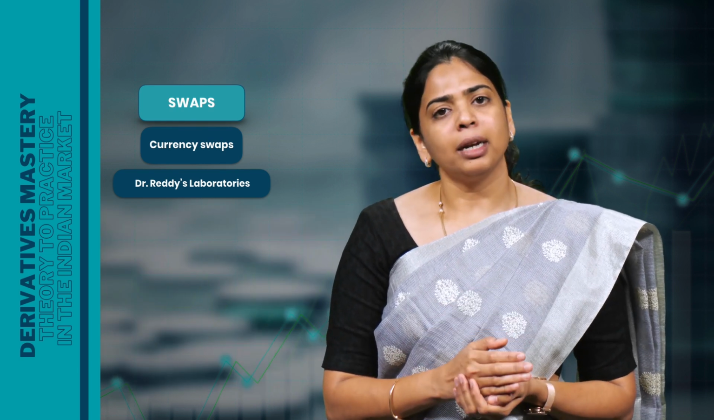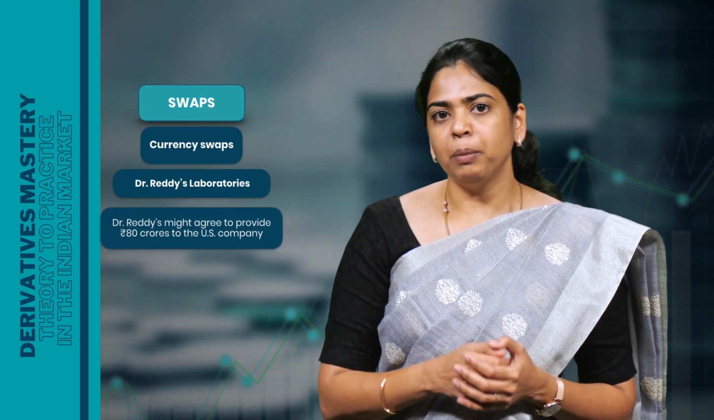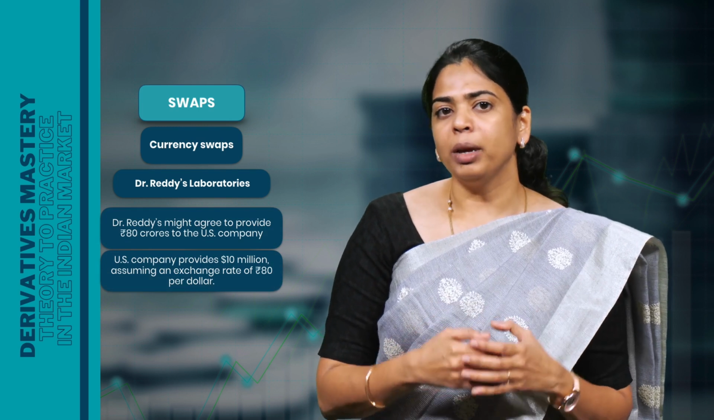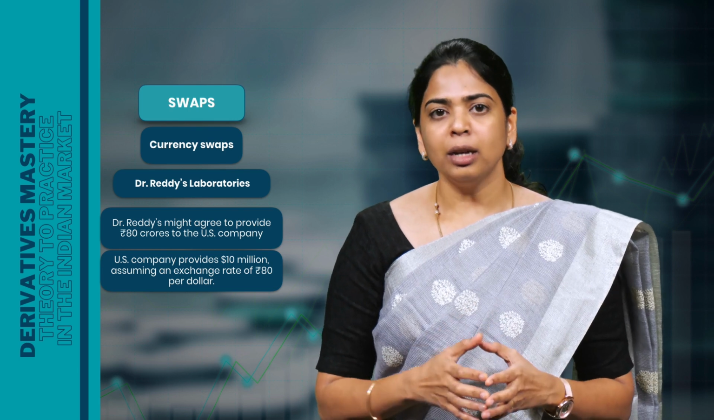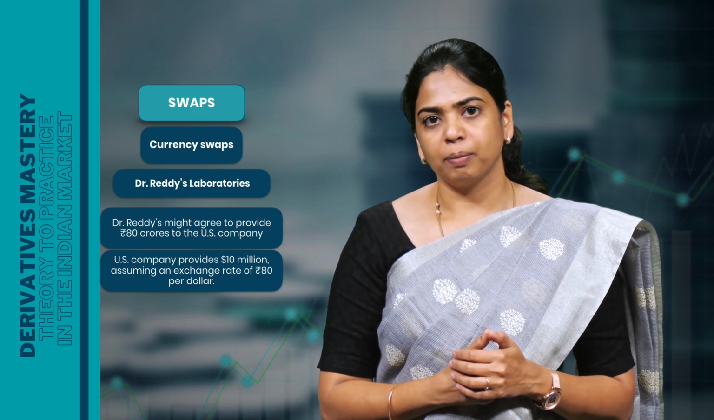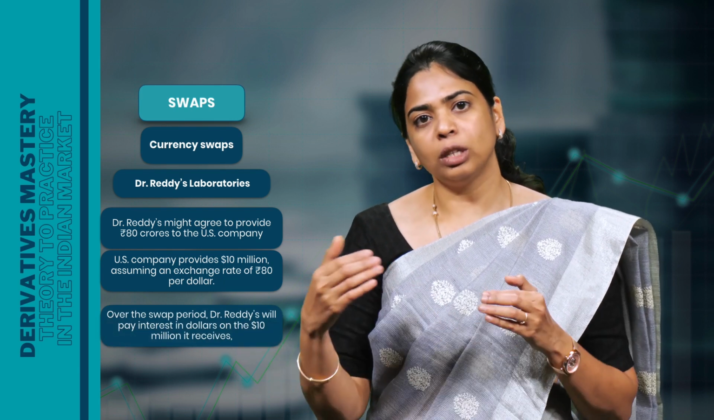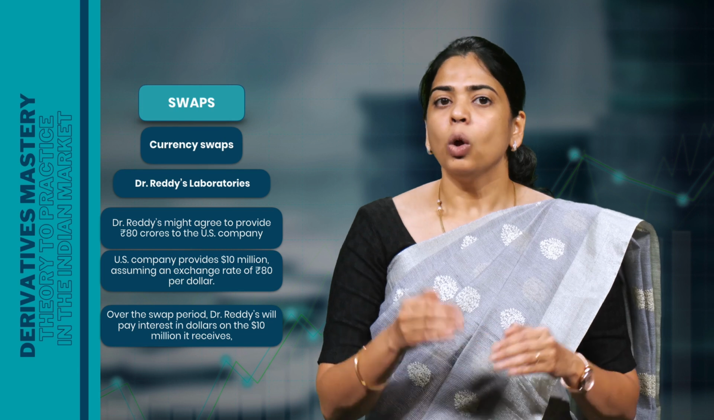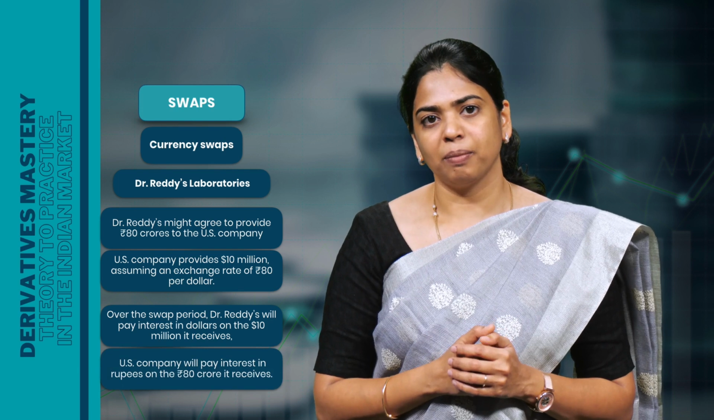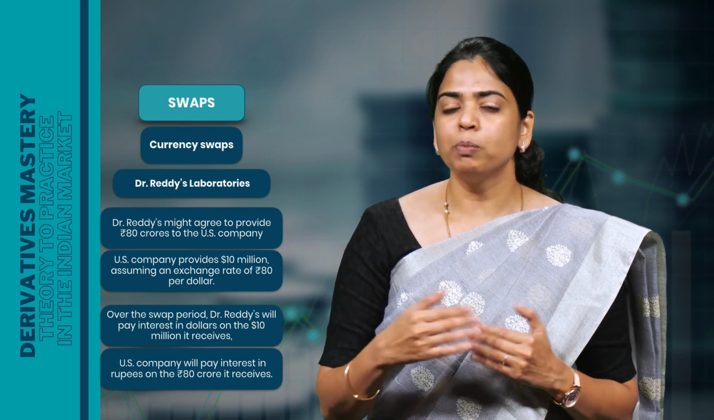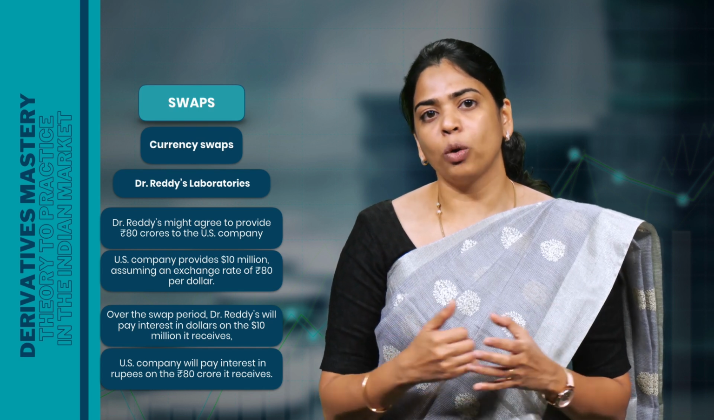Dr. Reddy's might agree to provide rupees 80 crores to the US company, while the US company provides $10 million, assuming an exchange rate of rupees 80 per dollar. At the start of the agreement, they exchange these principal amounts. Over the swap period, Dr. Reddy's will pay interest in dollars on the $10 million it receives, while the US company will pay interest in rupees on the rupees 80 crores it receives. So, this arrangement allows both companies to access the currencies they require without directly borrowing in foreign markets.